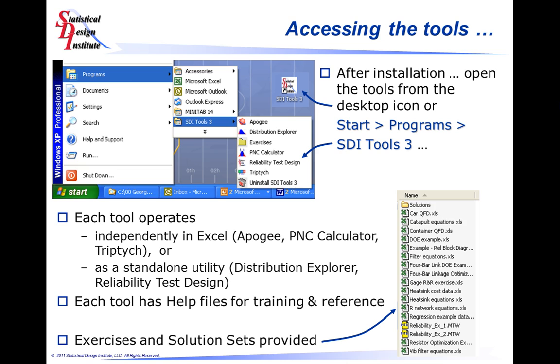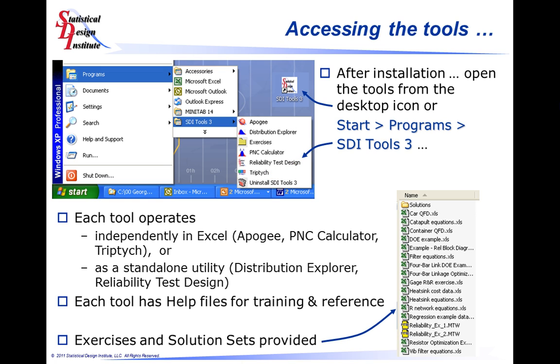After you have loaded the SDI tools on your computer, you can open them very easily by going to the Start menu, Programs, selecting the SDI Tools 3 program group, and then you'll be presented with a list of the various functions within the SDI tools. So the Apogee tool, Distribution Explorer, we also have included an exercises folder which will allow you to access exercises used for training and also solution sets to use for tutorial type purposes, the PNC calculator, reliability test design tool, and the Triptych tool set.